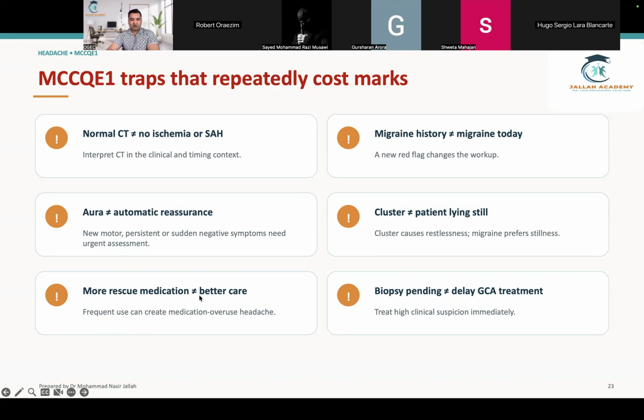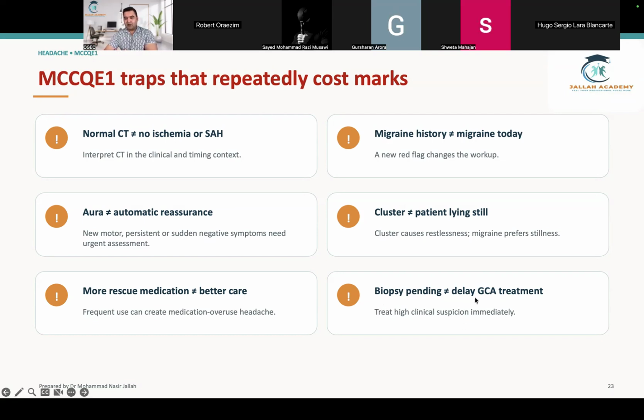More rescue medication, better care? Frequent use can cause medication overuse headaches. So it's not always the answer to the problem. In most cases, it may cause the problem. Like if you take it for, let's say, if it is a combo of 3 medications or painkillers for more than 10 days, for more than 3 months, it causes rebound headache. If it is a solo medication for more than 15 days, it causes it. So more medication is not always the solution for the problem. It may be the main reason for the problem, or might be another reason for the problem.